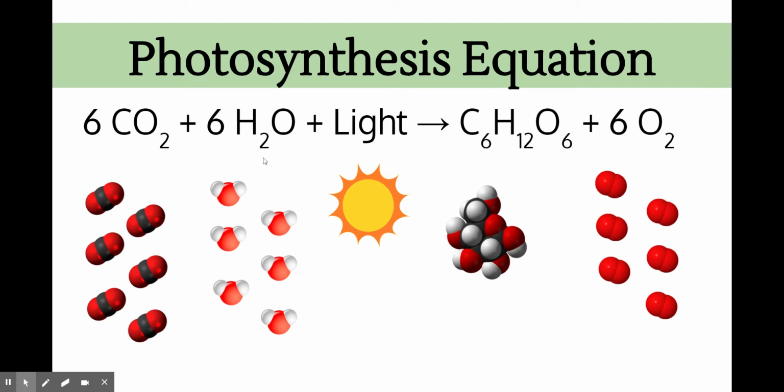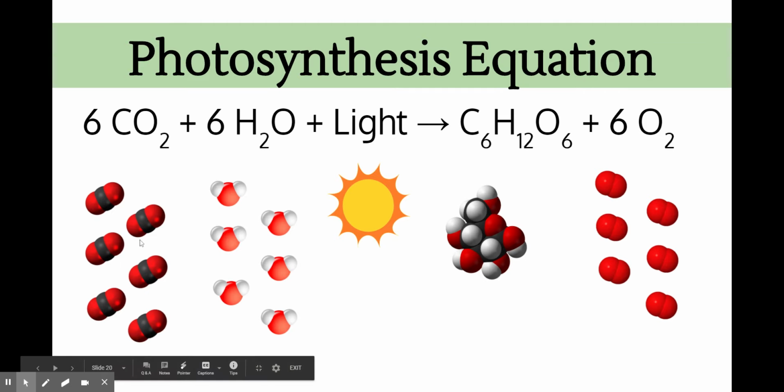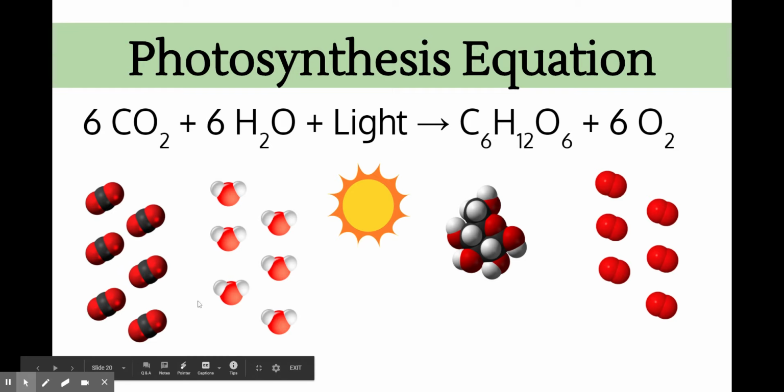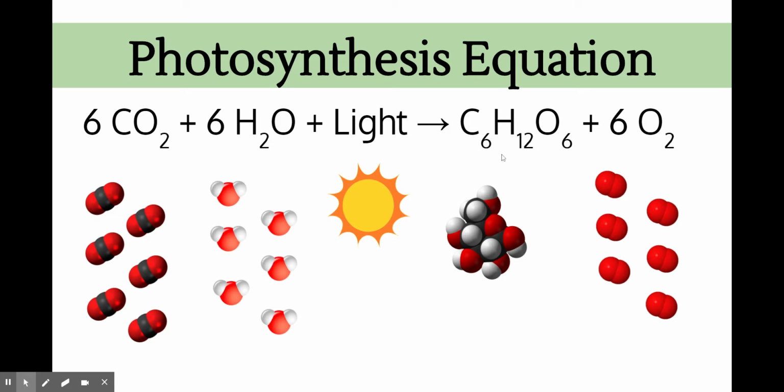Now, if you count everything up, each of these images represents one of the things that goes into or comes out of the photosynthesis reaction. If you count up all the things that are here, you'll notice that there's the same number of oxygens on the left-hand side as there are on the right-hand side. There's the same number of carbons on the left and the right. There's the same number of hydrogens on the left and the right.